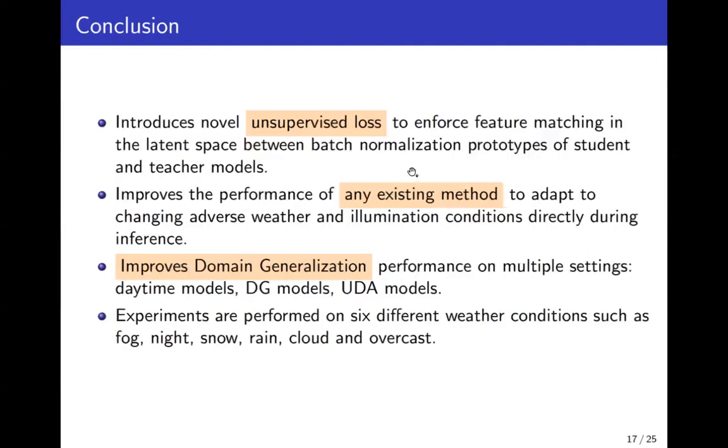So to conclude, we introduce a novel unsupervised loss function to enforce feature matching in the latent space between student and teacher models. This technique can improve the performance of any existing pre-trained model to adapt to changing weather conditions and illumination conditions directly during inference. So this can improve domain generalization of multiple settings, which include daytime models, domain generalization models, and unsupervised domain adaptation models. Experiments are conducted on 6 different weather conditions such as fog, night, snow, rain, cloud, and overcast.